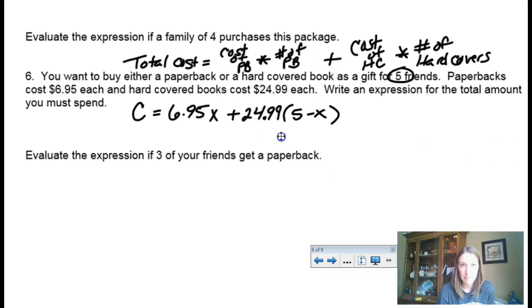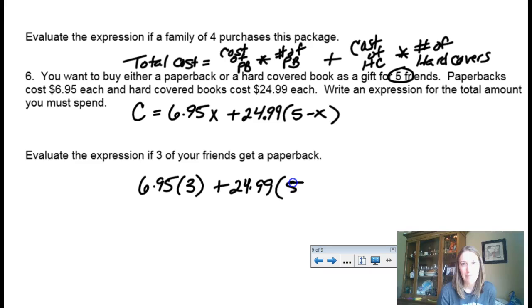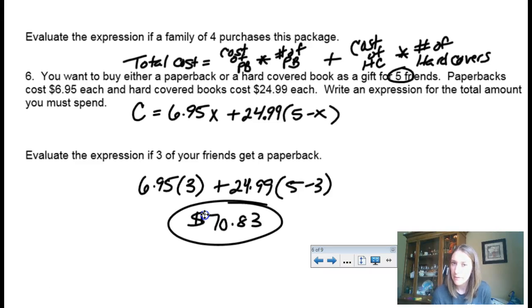So now using this expression, 3 friends got paperback books. $6.95 times 3 plus $24.99. And then 5 minus 3, also known as 2. So a little calculator action. Like $70.83. All right.